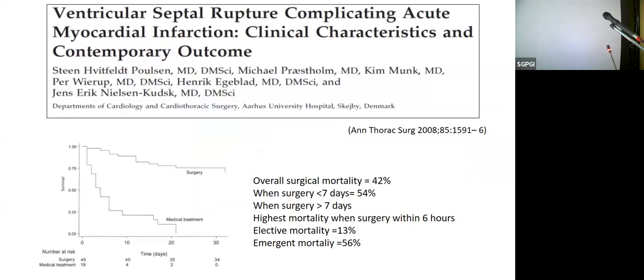In this paper of ATS 2008, as you can see in this curve, the mortality is nearly 40% within a week's time. So within 7 days, 40% of patients will die. In 2 to 3 weeks, nearly 80% of patients will die. And at the end of the month, the mortality is 100% if there is no surgical intervention.